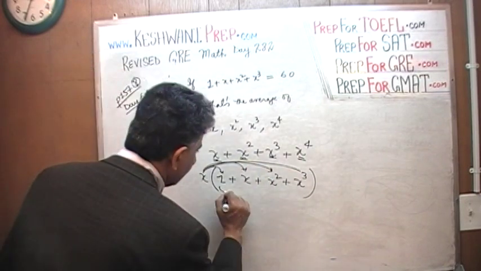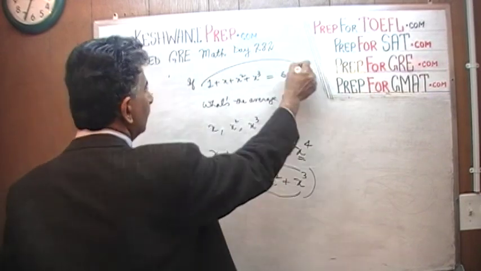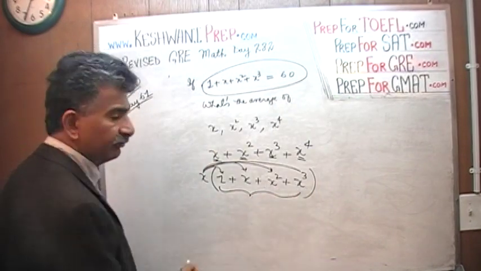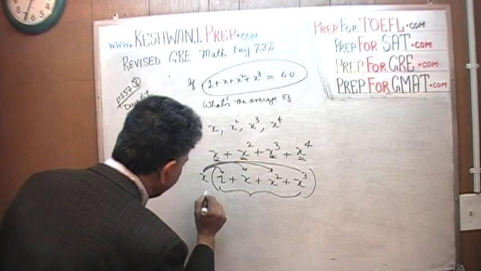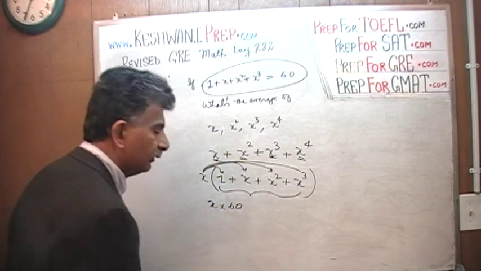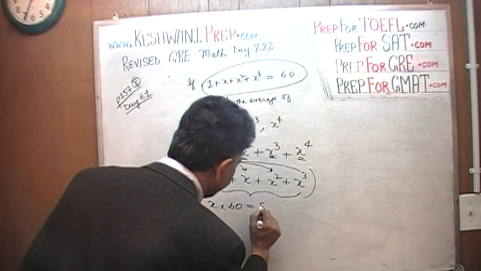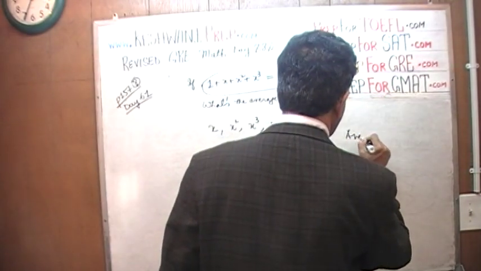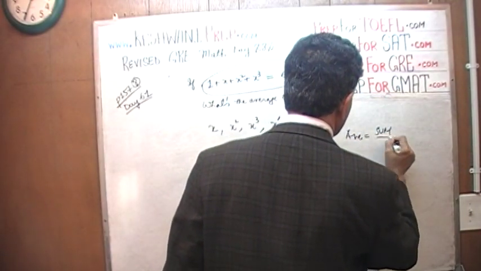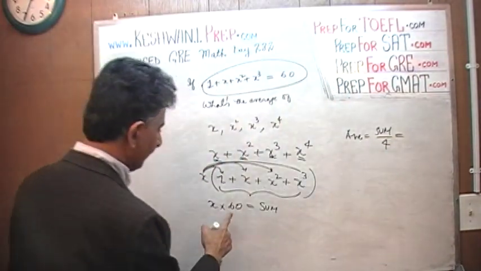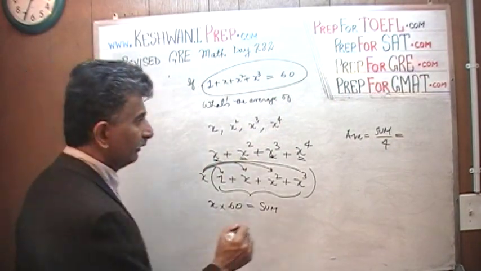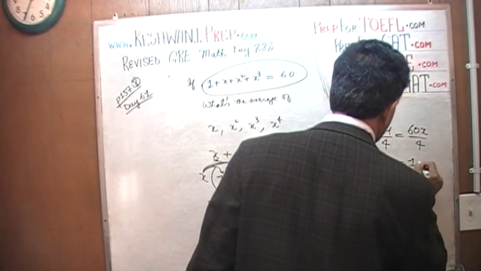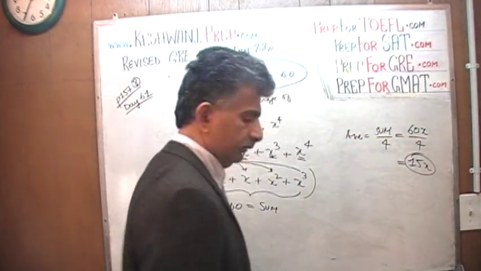But this quantity we are given here. We are told that 1 plus x squared plus x cubed equals 60. So the sum is basically x times 60. And therefore the average is simply the sum divided by 4, and the sum is simply 60 times x, so it's 60x over 4, or 15x. That's all.